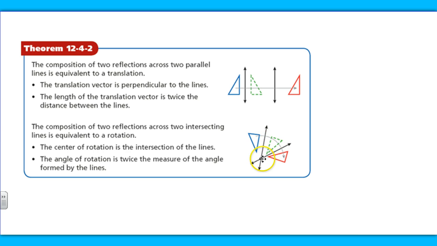So here's the lines. We have an angle here, let's say it's 40. Then the angle of rotation between this first image and the final image would be 80, double the measure of the angle formed by the intersecting lines.